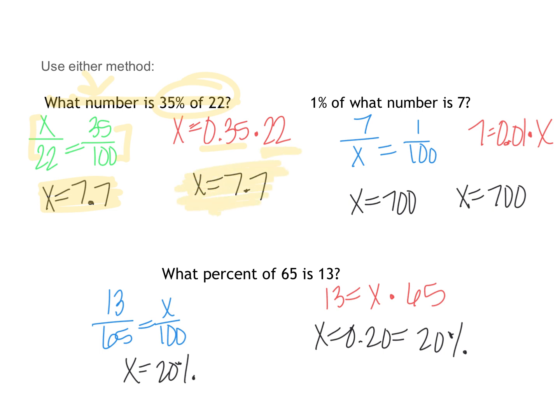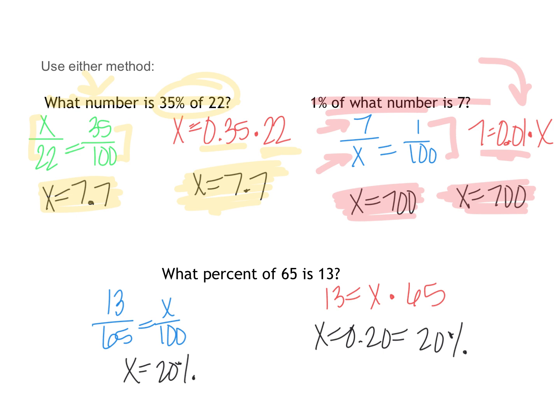We also get 7.7. 1% of what number is 7? I'm going to set that up. 1% of what number? That's the one that I don't know, so that's on the bottom, and I know that it's going to equal 7. I write 1 over 100 because that's my percent, solve the proportion, and I get 700. And then we would have 7 equals 0.01, because that's how I would write the percent, times x, because that's what I'm finding the percent of, which is 700.